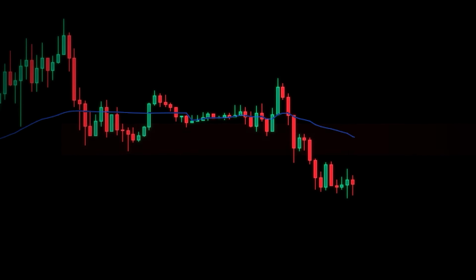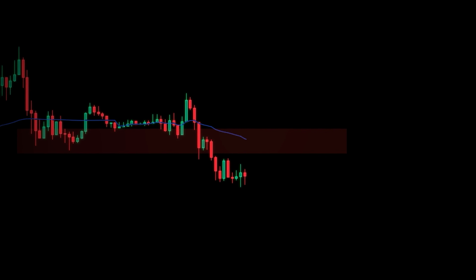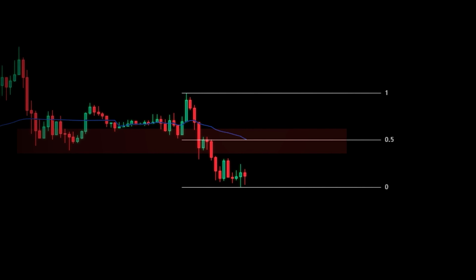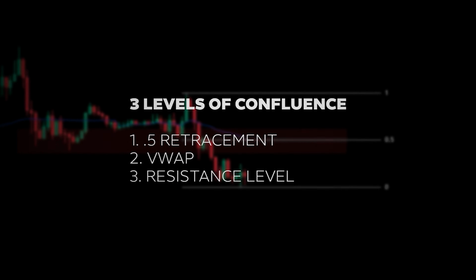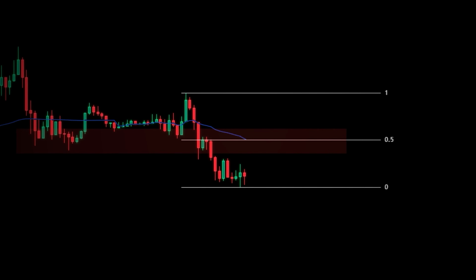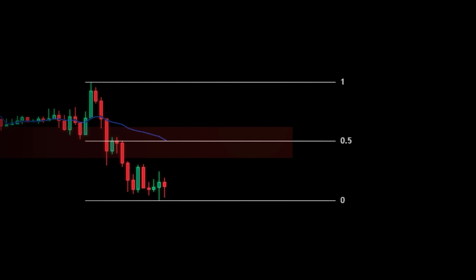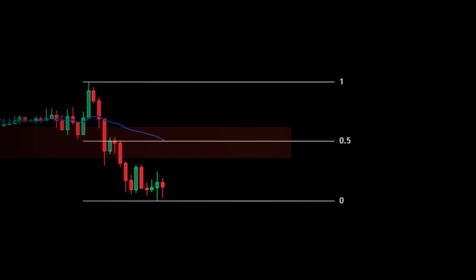So as always, identify our levels of resistance. Then look for more confluence, like a fib level. Here we have 3 levels of confluence at our resistance level: the 0.5 fib, the VWAP, and our horizontal. You could look to immediately get in by setting a sell order at this area, or you could wait for a candlestick pattern to form for additional confluence.